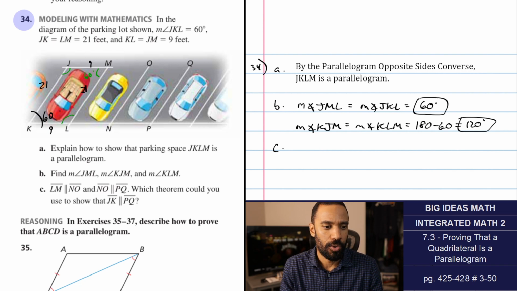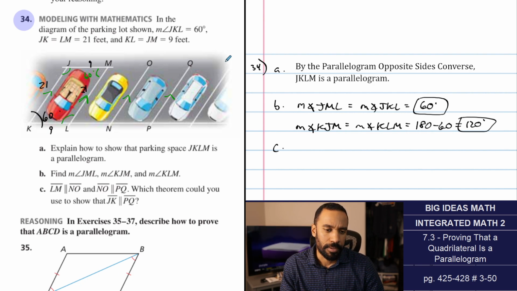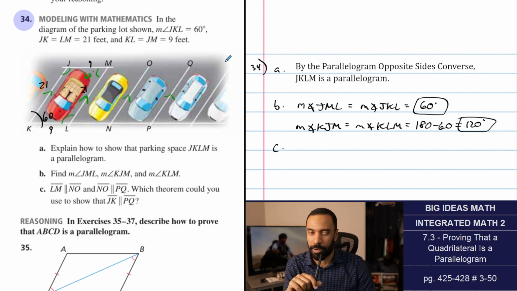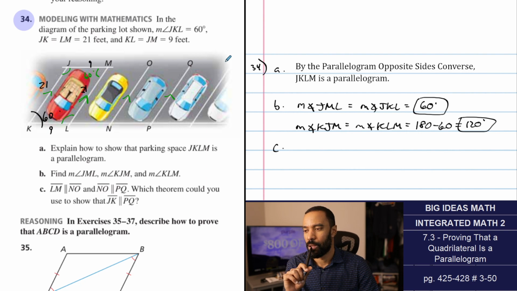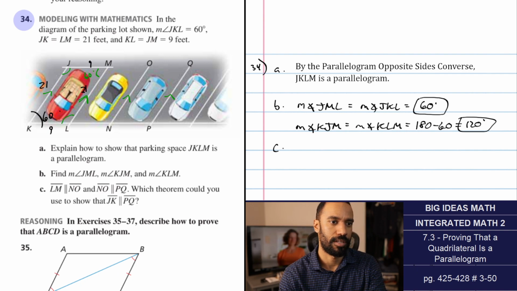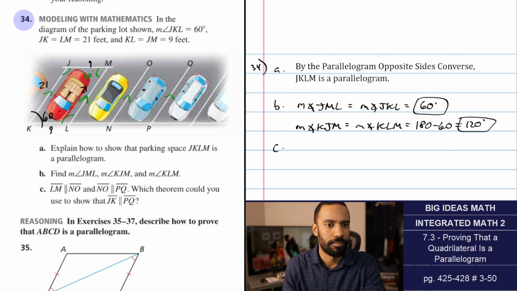Part C, LM is parallel to NO. And NO is parallel to PQ. Which theorem could you use to show that JK is parallel to PQ? Where's JK? JK parallel to PQ? I don't remember what it's called. It's the parallel... two lines parallel to the same line are parallel to each other. It's not called the transitive property. I'm gonna look up what it's called. Two lines parallel to a third line are parallel to each other theorem.